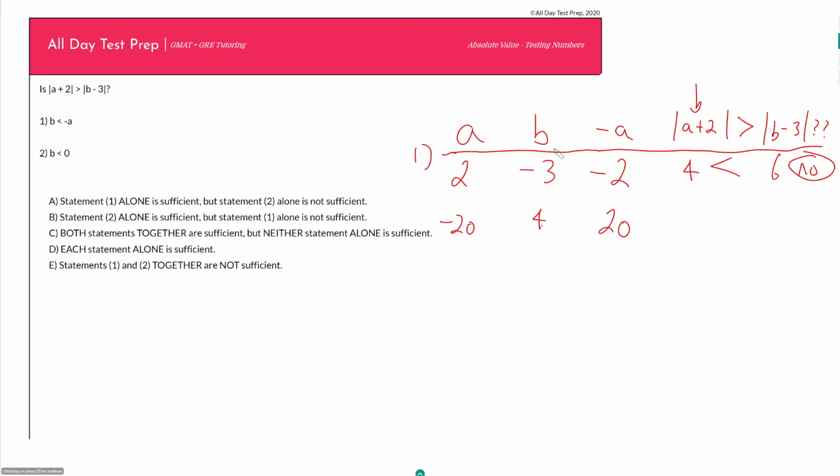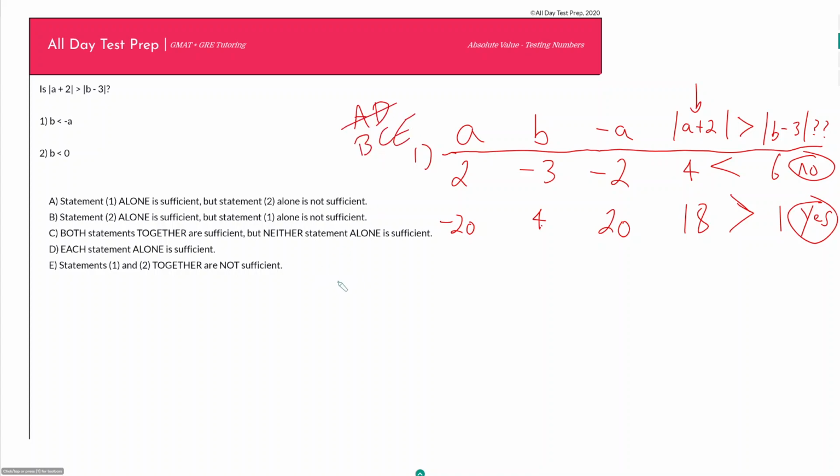First of all, we fit our criteria, right? B is less than -a, so this should work. Then absolute value of a plus 2 is absolute value of -20 plus 2, which is absolute value of -18, which is just positive 18. Here, absolute value of 4 minus 3 is just 1. So here, we get what we want. Here we have a no. Then for our second choice, we have a yes. And therefore, we have proven insufficiency. And we can say A and D are out.